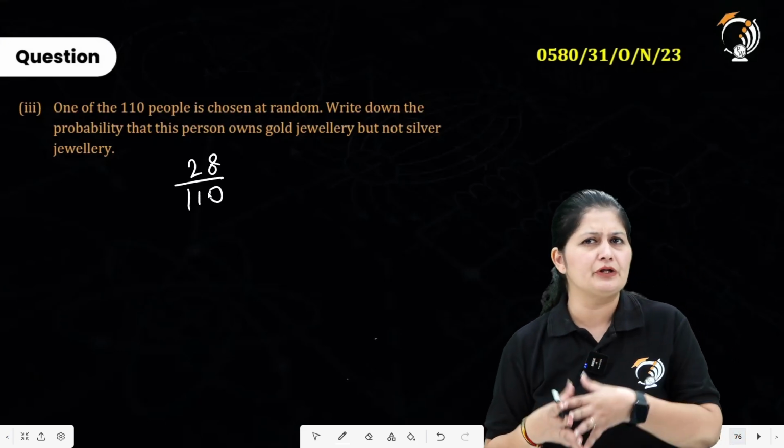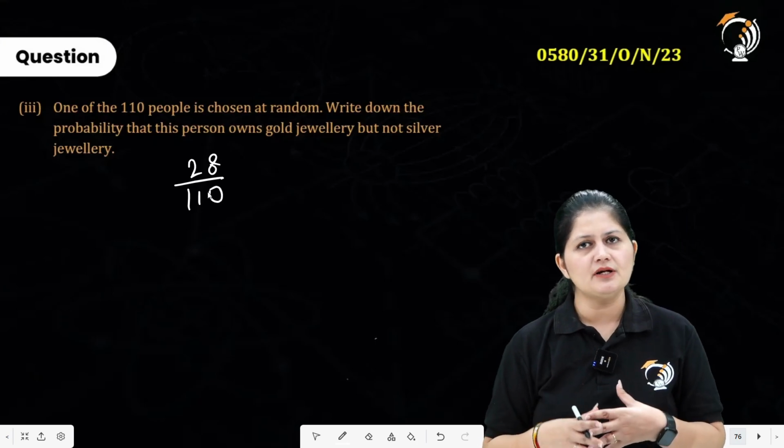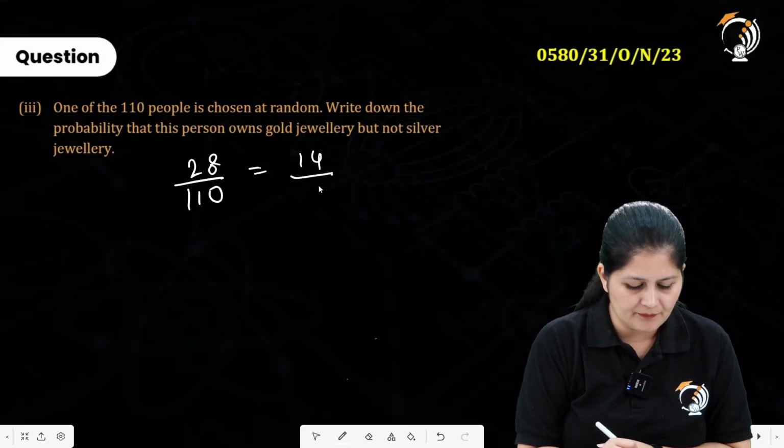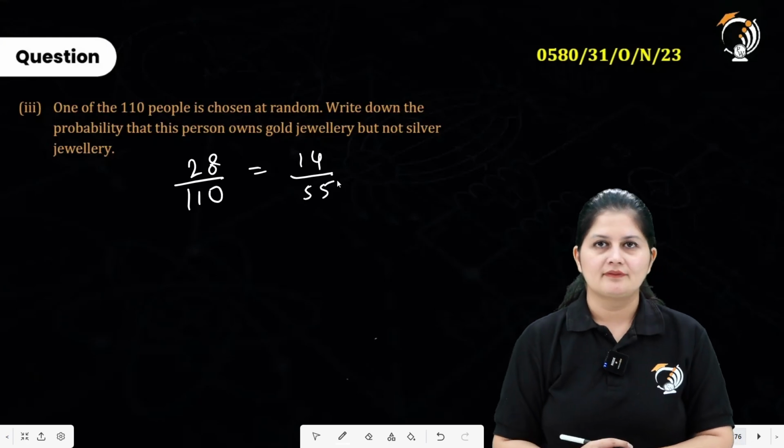If you want to reduce it further, you can write it in the simplest form, right? Which is going to be nothing but 14 over 55. Clear?